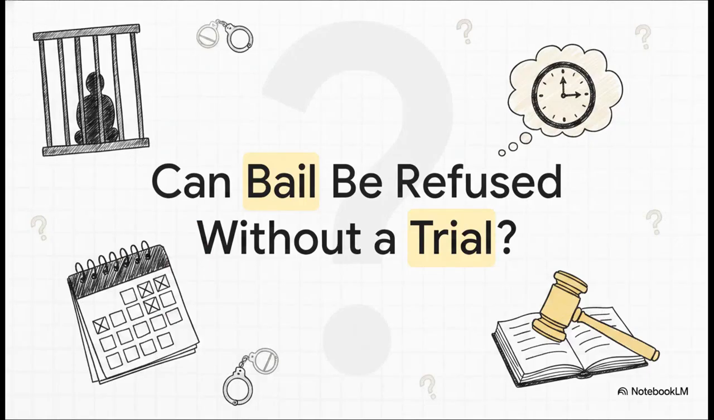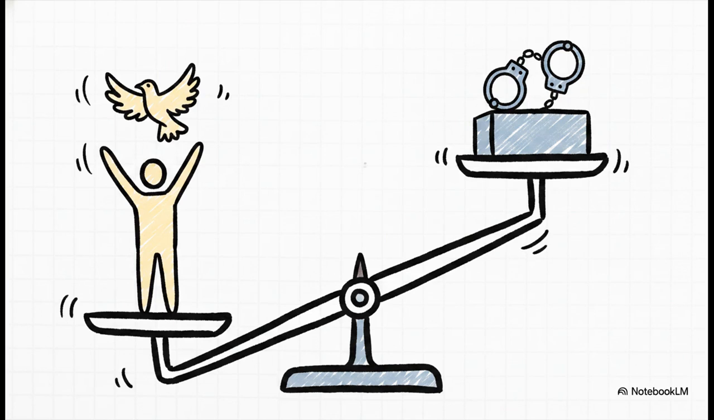But first, I want you to picture a pretty jarring reality. Imagine someone gets arrested, okay? No trial has happened yet. No judge or jury has actually reached a verdict. And yet that person might sit in a jail cell for months, sometimes even years, before a single witness is ever examined in court. So you really have to ask yourself, how is it possible that bail can be refused before trial even happens? It's wild, right?